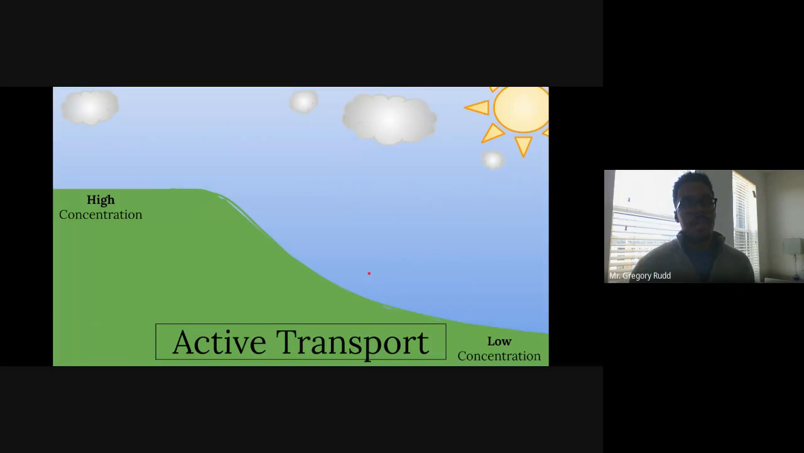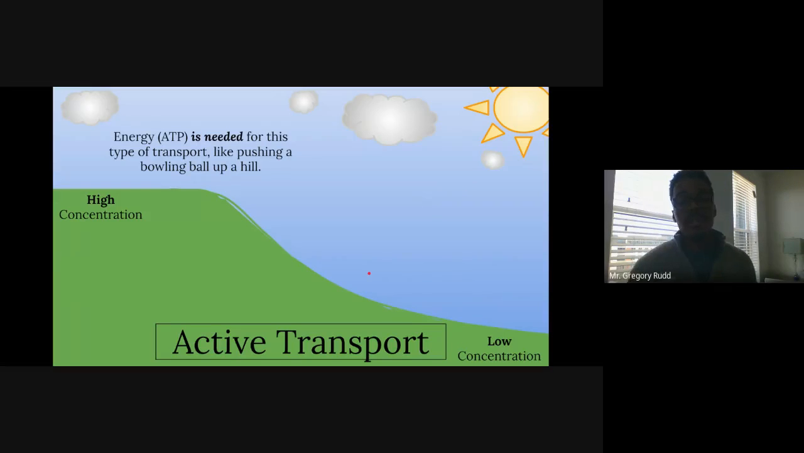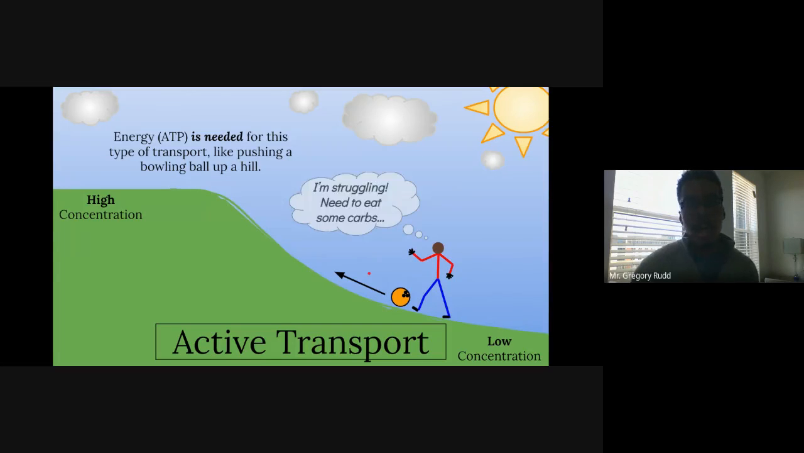Active transport is moving from a region of low concentration to a region of high concentration. So it requires energy, just like if you had a bowling ball at the bottom of a hill and you were trying to kick it up the hill, it's going to take a lot of time. You're going to need to use a lot of carbs. Why would you need to use carbohydrates? What do carbohydrates provide?